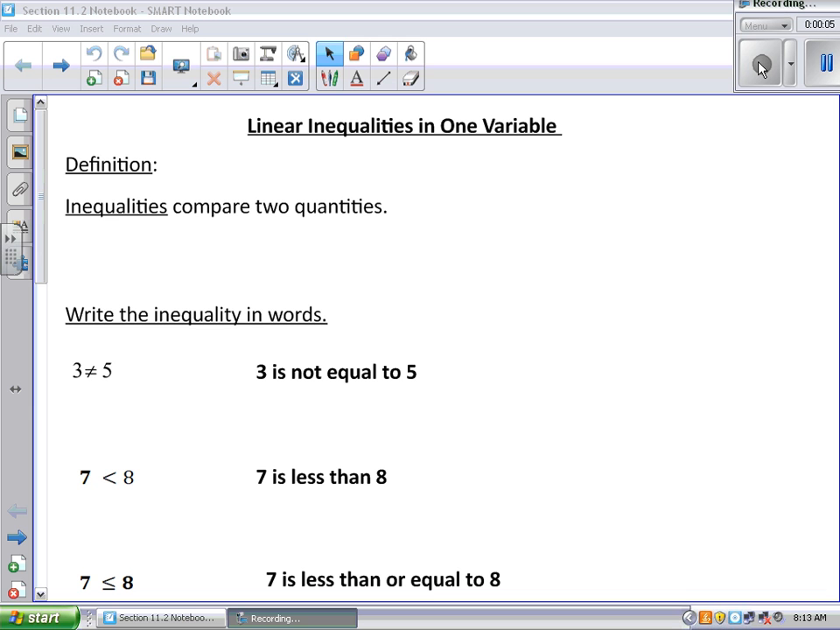In this video, we're going to talk about linear inequalities in one variable. As a definition, inequalities compare two quantities. Write the inequality in words.